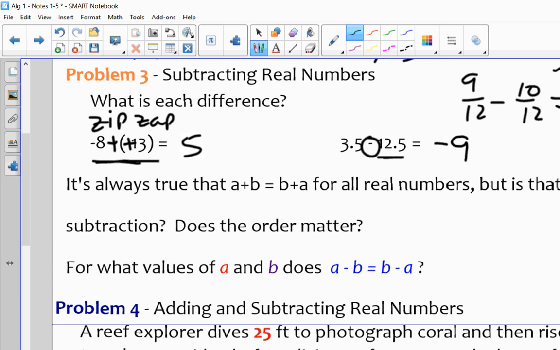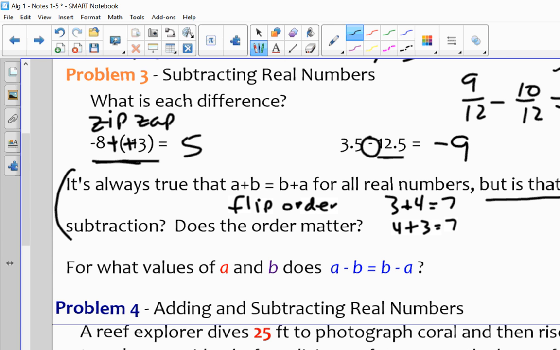Okay. We have some little rule here you've got to remember. It's always true that A plus B equals B plus A. So that means I can flip the order if I'm adding. That's not going to change the answer. So let's give an example with real numbers. 3 plus 4 gives me 7. And if I change the order, does 4 plus 3 still give me 7? And it does. So I'm going to use those same numbers, and it asks, is this true for subtraction? So let's find out.